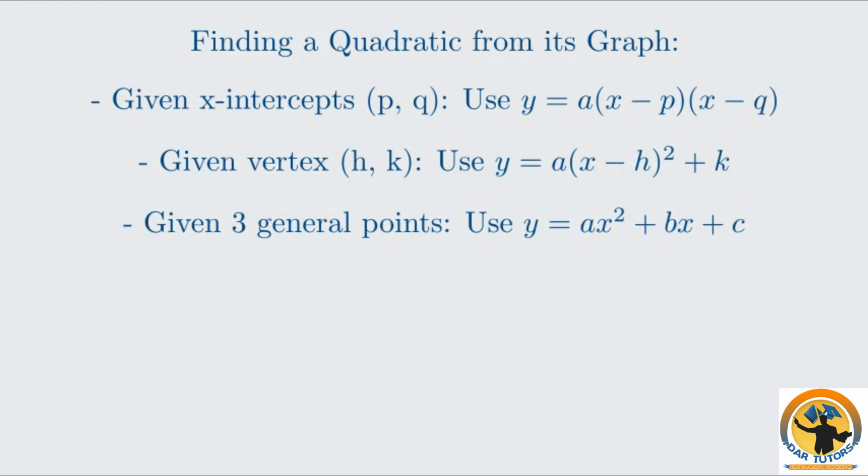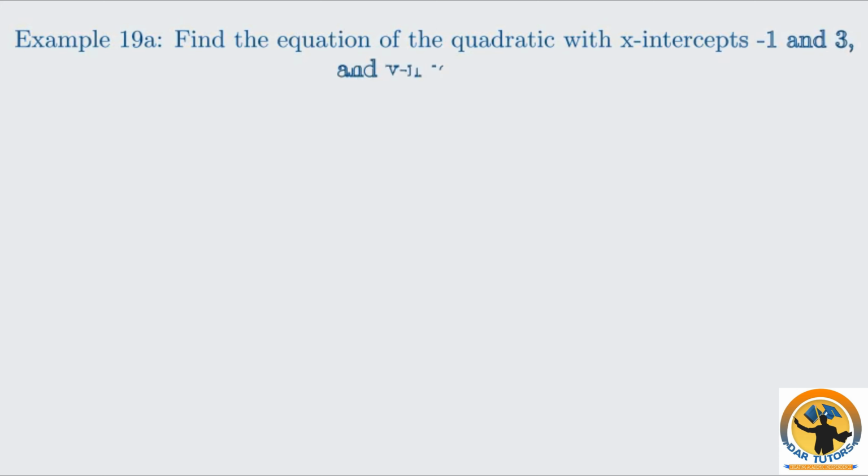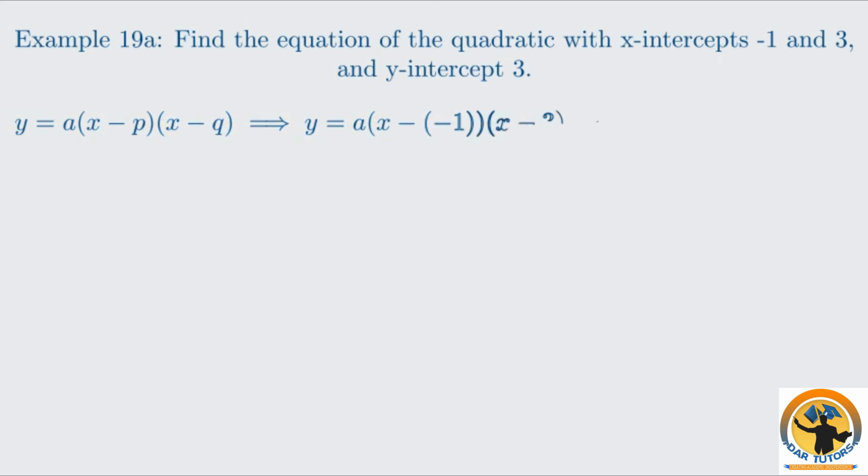In all cases, you'll need to find the value of a by substituting the coordinates of another point on the graph into your equation. Let's start with an example where we are given the x-intercepts. Find the equation of the quadratic function whose graph has x-intercepts at -1 and 3 and a y-intercept at 3. Since we have the x-intercepts, we'll use the factored form. The x-intercepts are p equals -1 and q equals 3. So the equation is y equals a times the quantity x plus 1 times the quantity x minus 3.